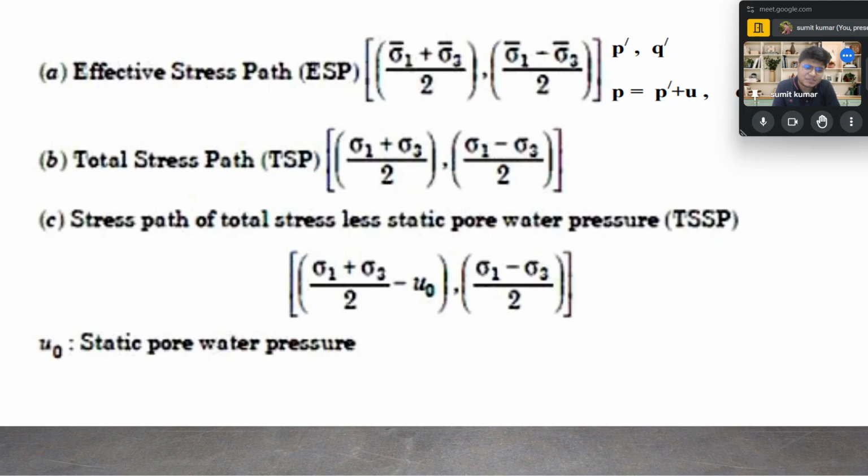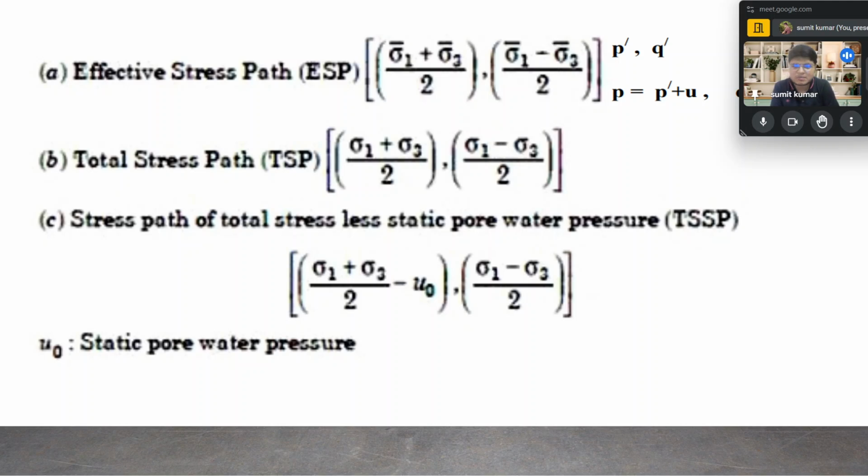And when we say p, what is the value of p dash? So p dash is nothing but p minus u, and q dash is nothing but q minus u, which is written over here. In the total stress condition, the total p is PT equal to P dash plus U, and QT is Q dash plus U. When we consider the total stress condition, there will be no reduction for the U.